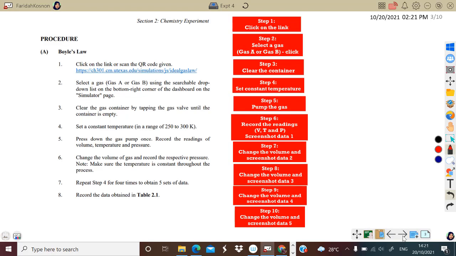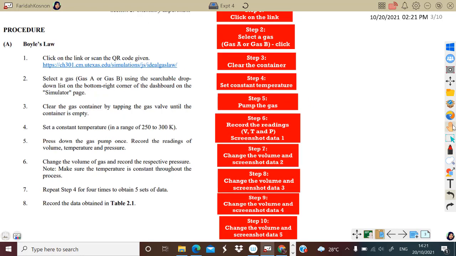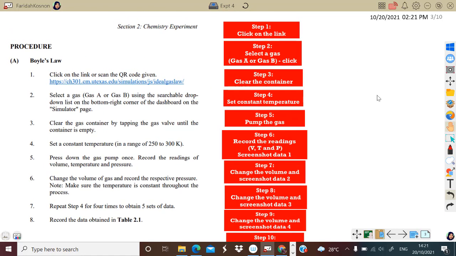Now look at the first part, Boyle's law. In this video, actually, I simplify the procedure for you as a guideline. Kalau you nak refer, nanti masa buat, bolehlah refer video ni. Kalau faham baca procedure ni, tak ada masalah. So these are the procedures that you have to follow in order to get the data.